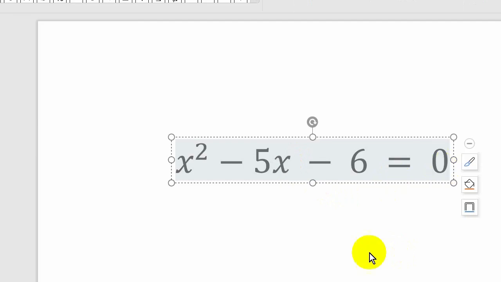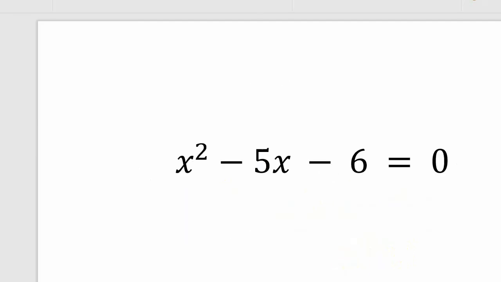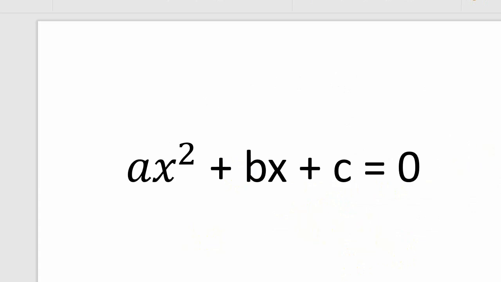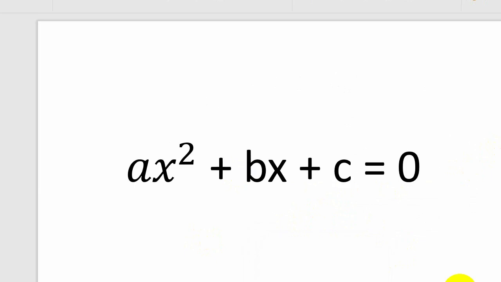Imagine how long it would take a student to solve this. It's not going to take them time, it will take only seconds. So that's all.